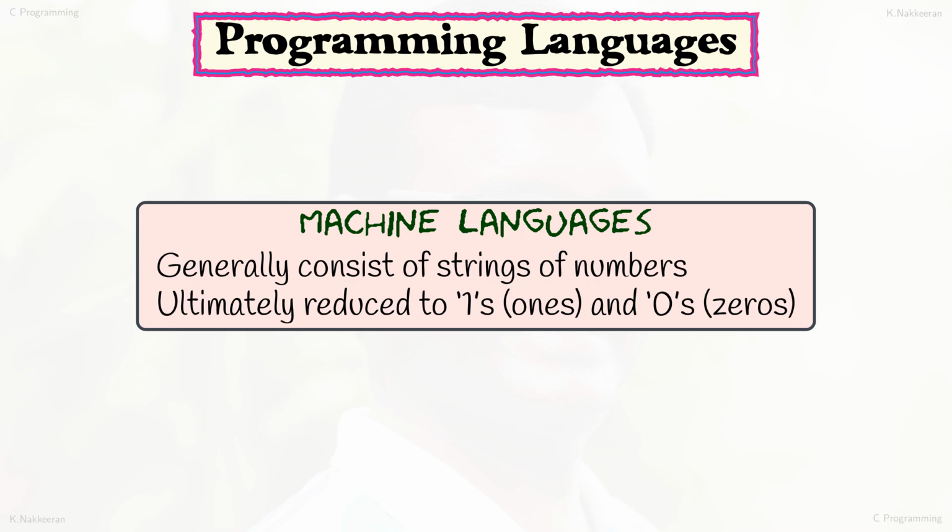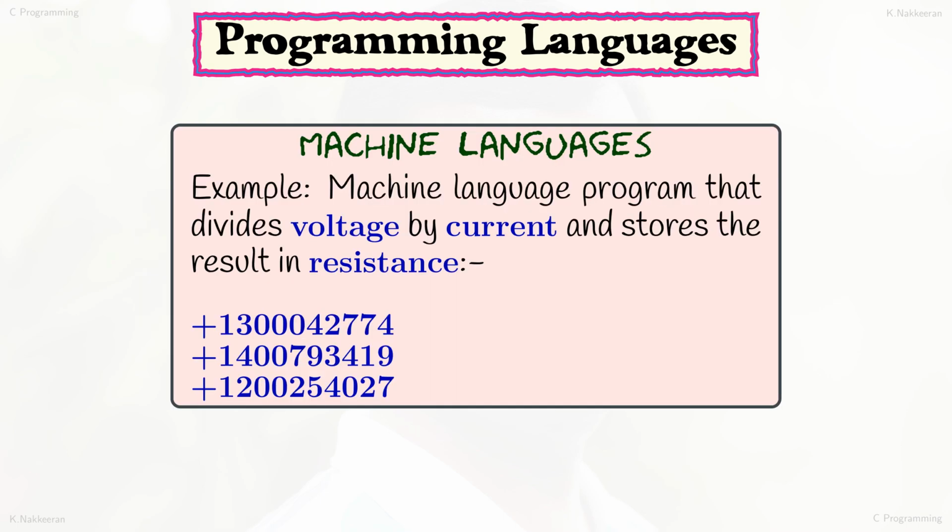Machine language. Any computer can directly understand only its own machine language. Machine languages generally consist of strings of numbers ultimately reduced to ones and zeros that instruct computers to perform their most elementary operations one at a time. Machine languages are machine-dependent. Example: a machine language program that divides voltage by current and stores the resultant resistance can look like strings of numbers, something like this.